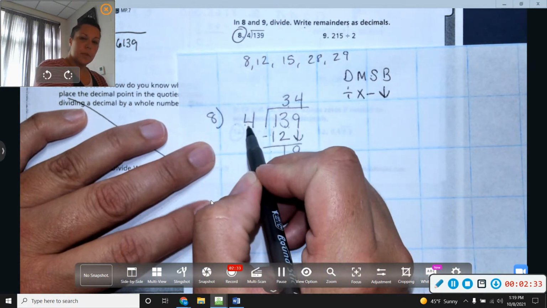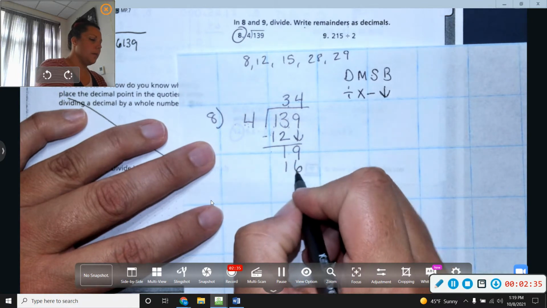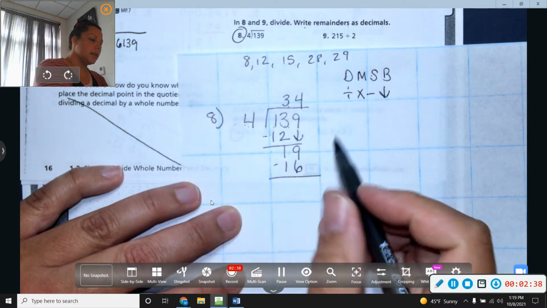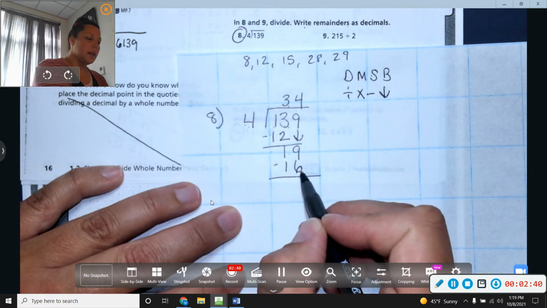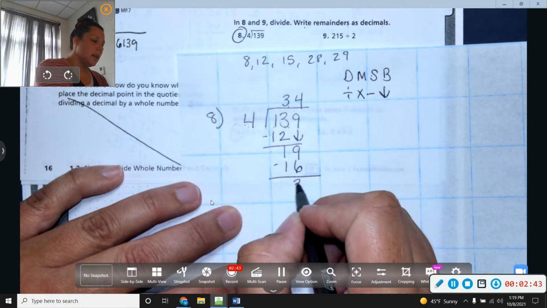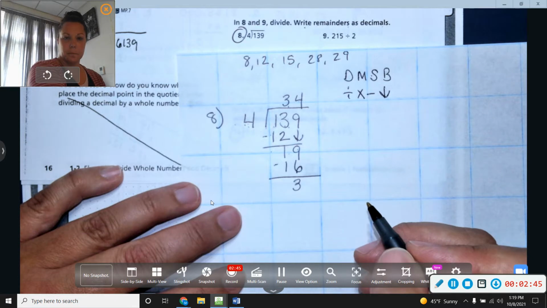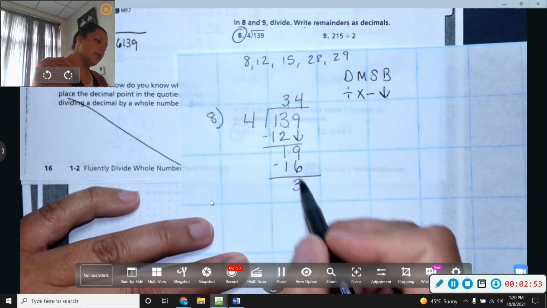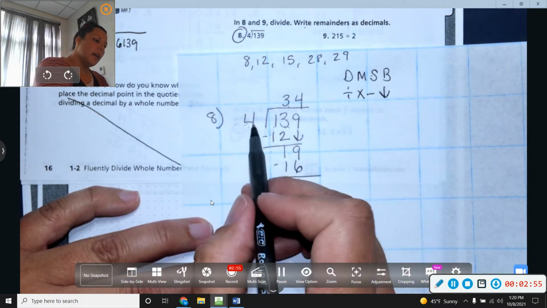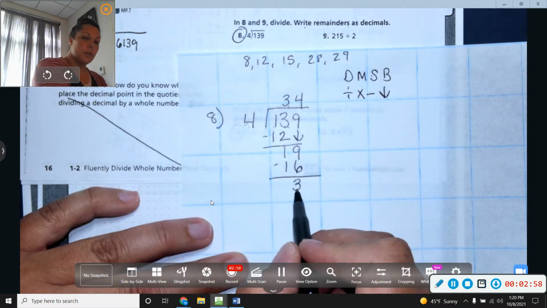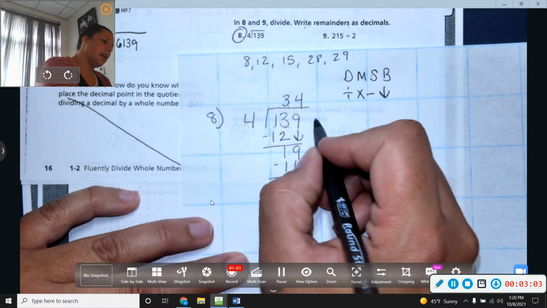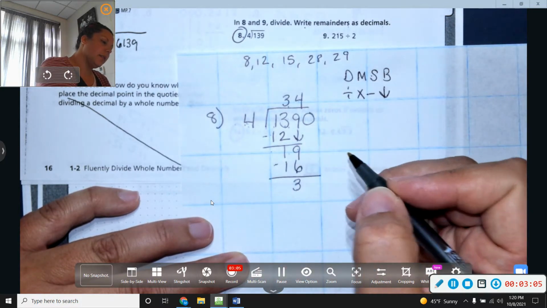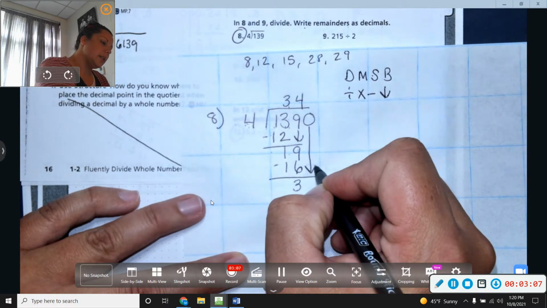4 times 4 is 16. Subtract. 9 minus 6 is 3. Okay? When we now divide again, okay, 4 goes into 3. I can't do it. So I need to make a 0 here. And I bring down my 0.